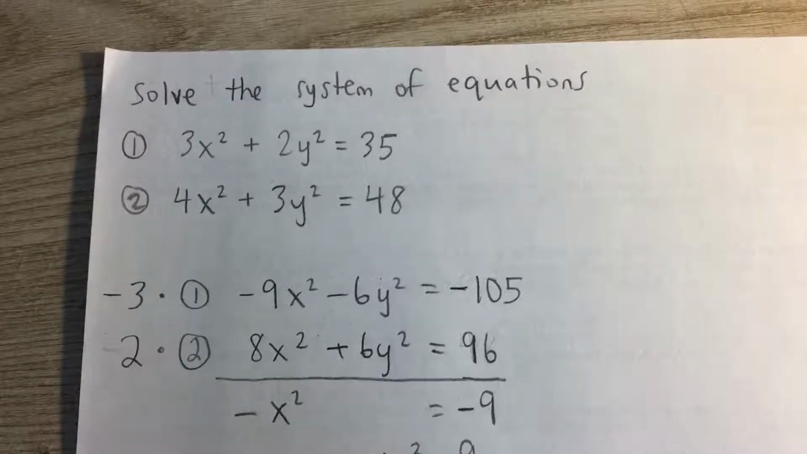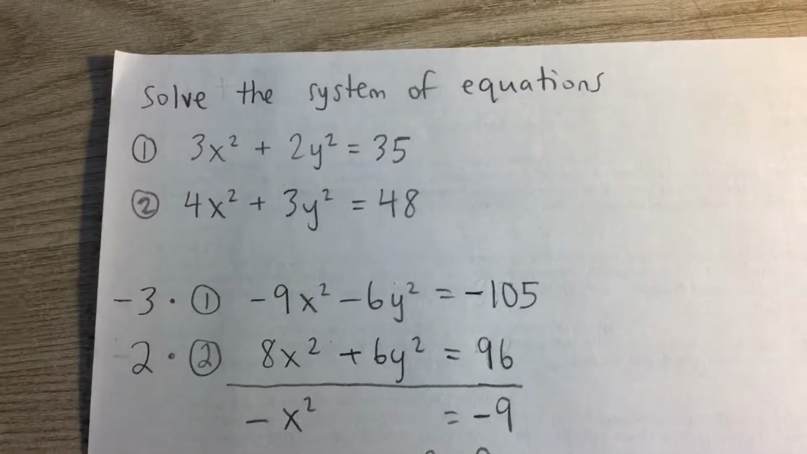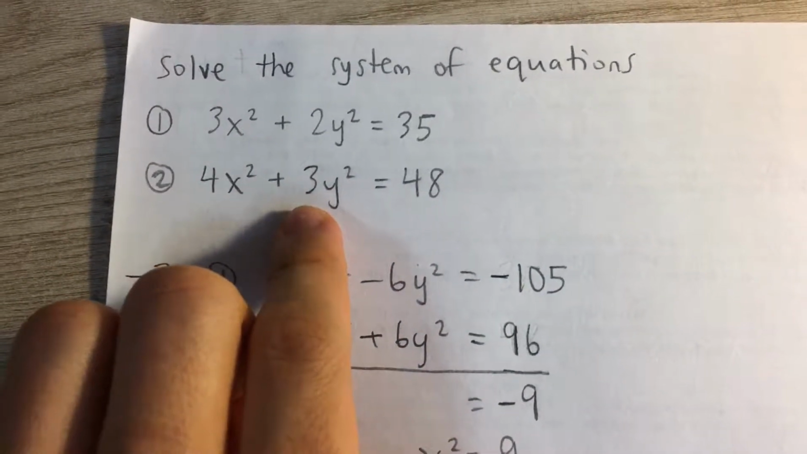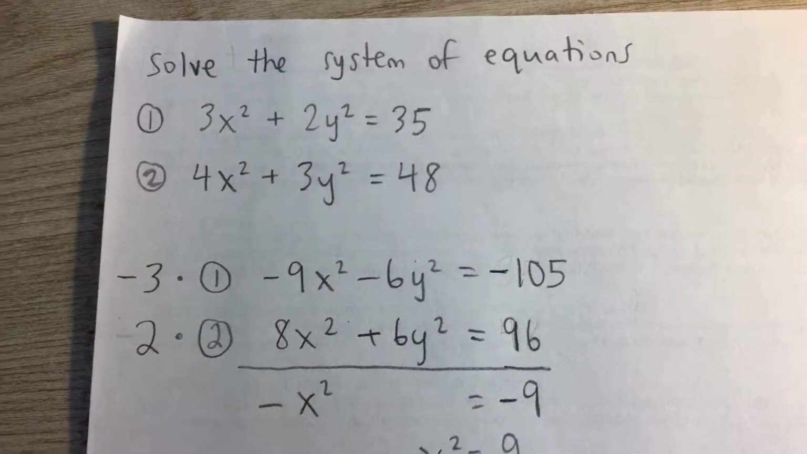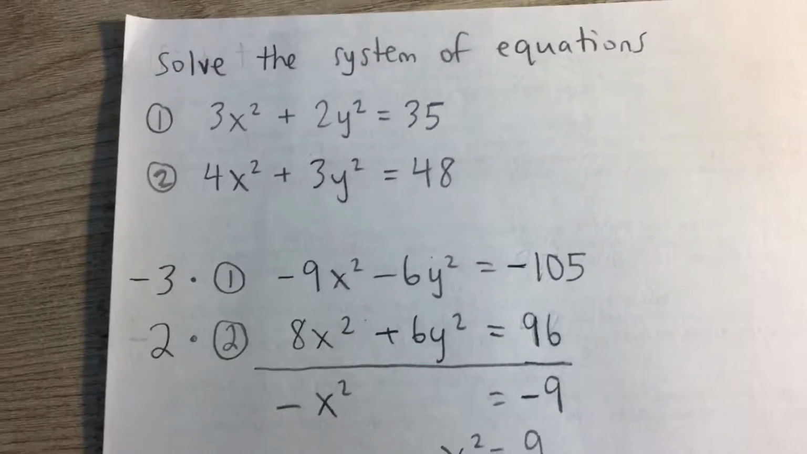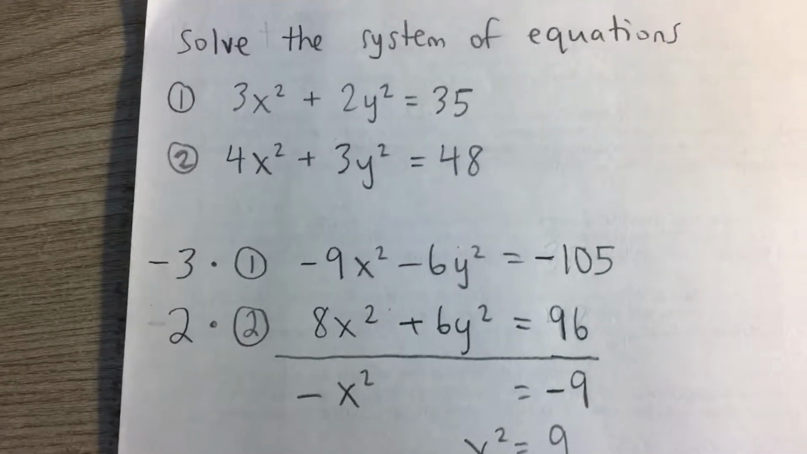Solve the system of equations. So here we have two equations, 3x squared plus 2y squared equals 35, and 4x squared plus 3y squared equals 48. Now you could solve this either with substitution or addition.